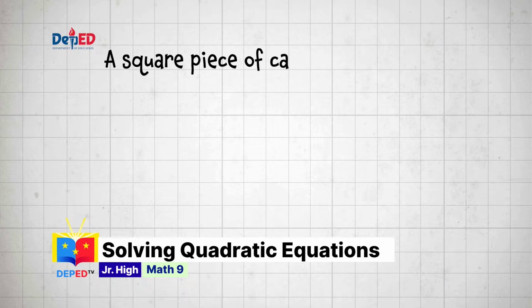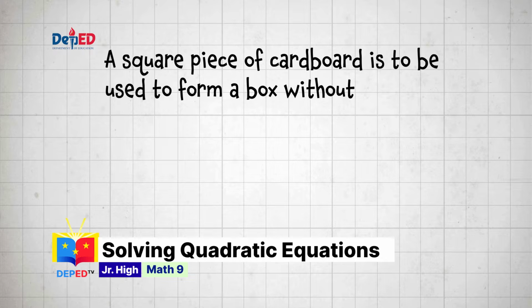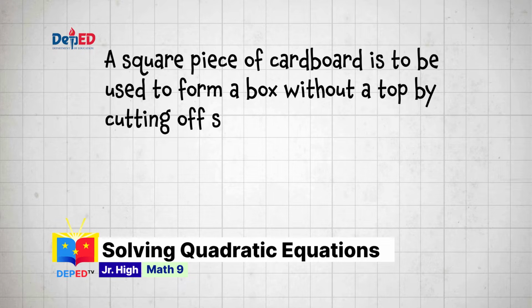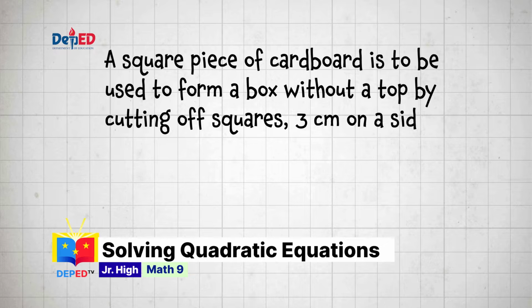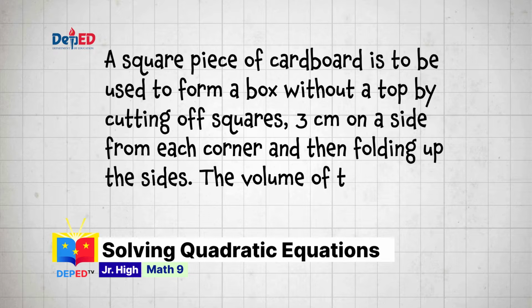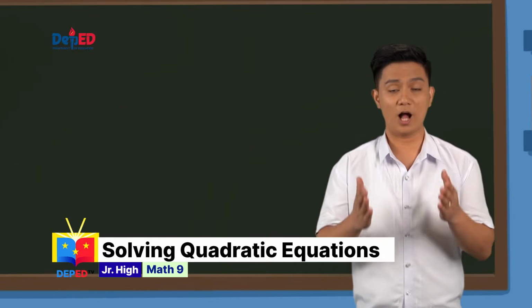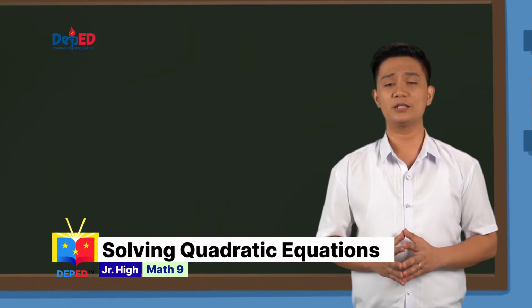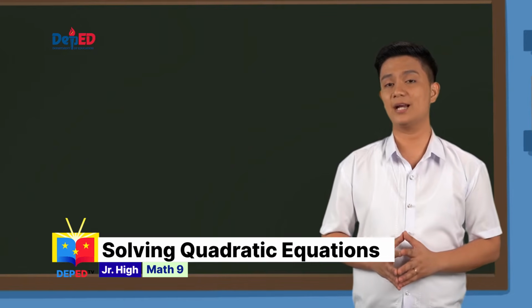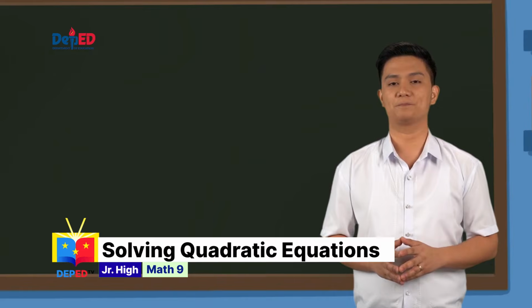A square piece of cardboard is to be used to form a box without a top by cutting off squares 3 centimeters on a side from each corner and then folding up the sides. The volume of the box must be 300 cubic centimeters. To help us visualize the problem, refer to the graphics on the side as I read the situation once more.